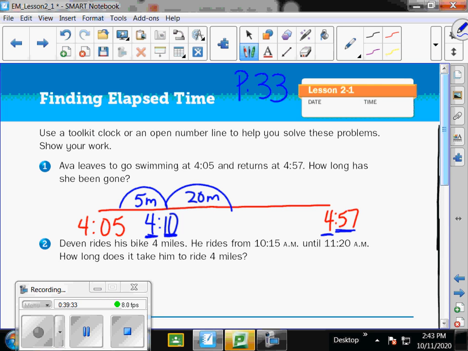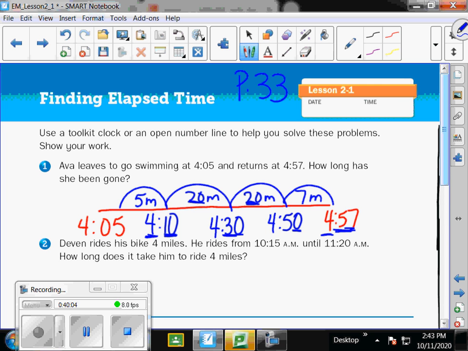So I know that 10 plus 20 is 30. So I got to 4:30. All right. Oh, I noticed I need to get to 4:57. I can jump another 20 minutes. Then that will get me 30 plus 20 is 50, right? Now look, boys and girls, all I need to do is go from 0 minutes to 7 minutes. Go from 50 to 57. I need to jump 7 more minutes.